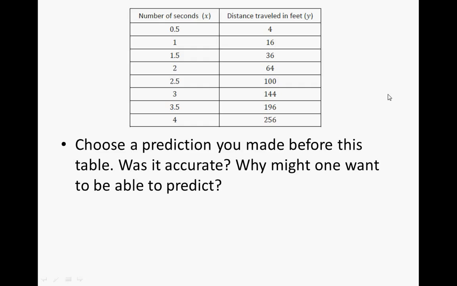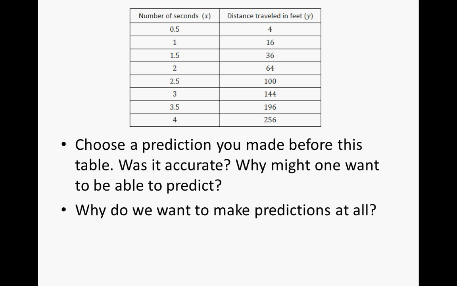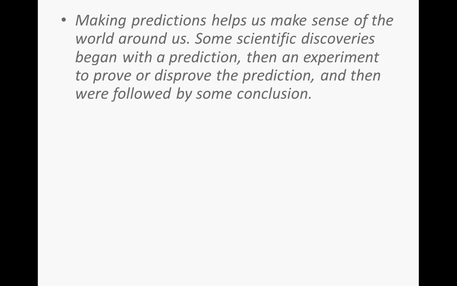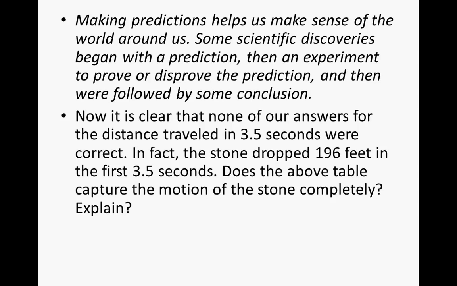So choose a prediction you made before this table. Was it accurate? Why might one want to be able to predict? Why do we want to make predictions at all? Well, making predictions helps us make sense of the world around us. Some scientific discoveries begin with a prediction, then an experiment to prove or disprove the prediction, and then are followed by some conclusion. So now it is clear that none of our answers for the distance traveled in 3.5 seconds were correct. In fact, the stone dropped 196 feet in the first 3.5 seconds.